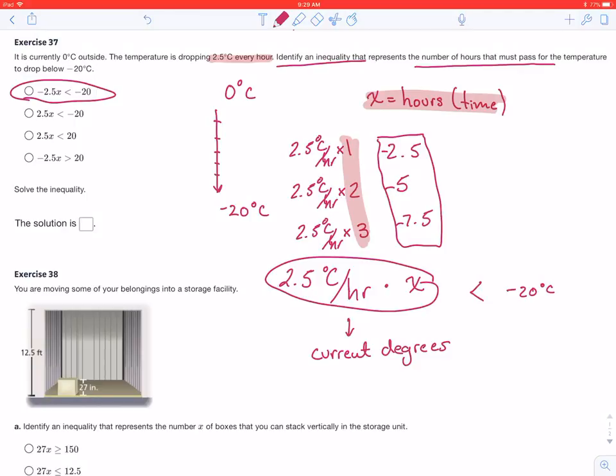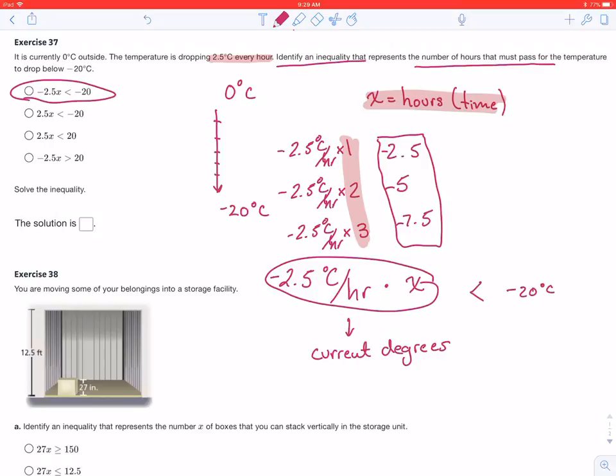But let me talk about some of the symbols in there also. Because the temperature is dropping, we also have to make this a negative 2.5, because it's dropping below. Even if it was a positive 2.5, that means the temperature would be going up every hour.